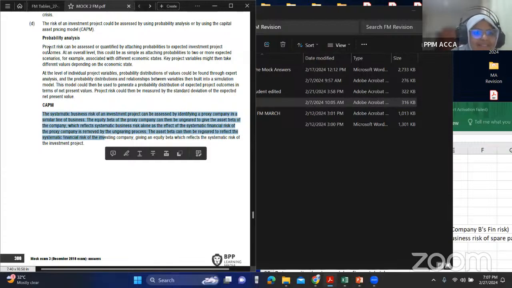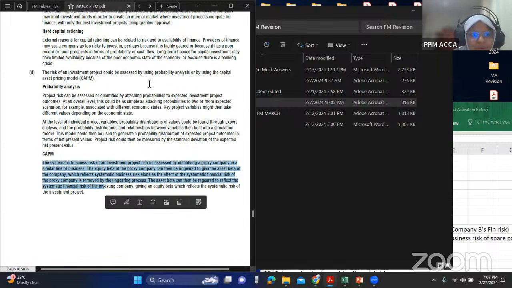Probability analysis, it says here, project risk can be assessed or quantified by attaching probabilities to the expected investment project outcome. Okay. So basically what you have to say is, I know that they have given a lot of information here. You can have a read through if you want, but basically probability analysis means for every figure that you have, if you can figure out what is the probability of it actually happening, you can multiply the probability with the cash flow, get an expected value, and using the expected value, you can carry out the investment appraisal. So that way also we have taken into account the risk.